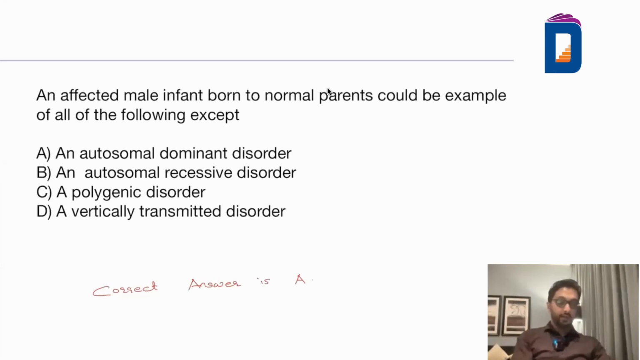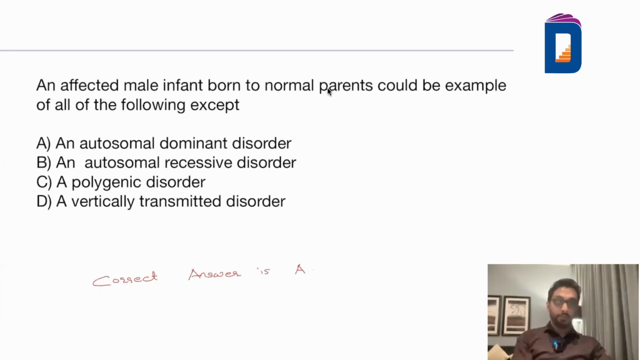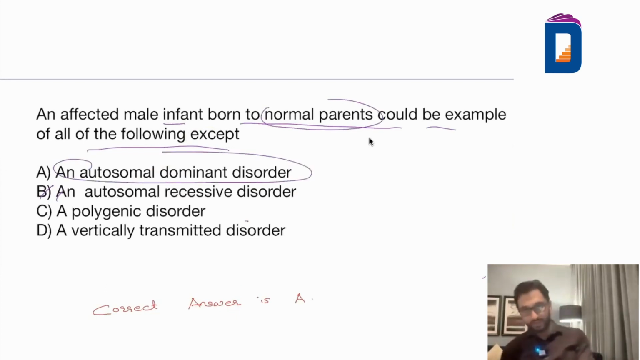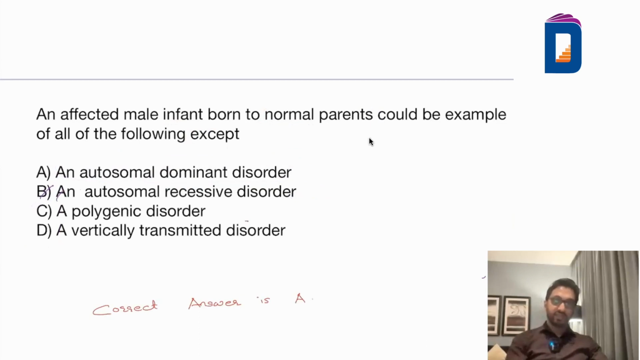An affected male infant born to normal parents could be an example of all of the following except. So normal parents could never be... In autosomal dominant, it could never be normal parents. That's what the key is. Got it? It can be autosomal recessive, isn't it? We'll see the other two as well. Let me just clear it once again.